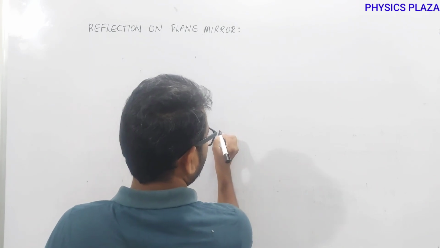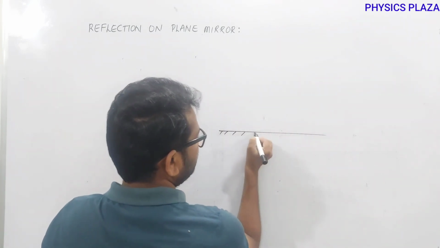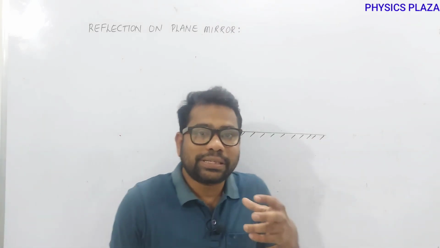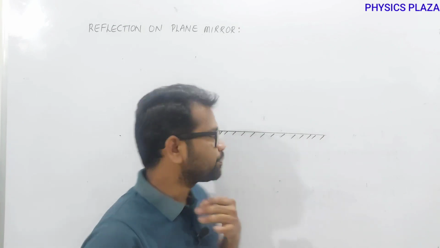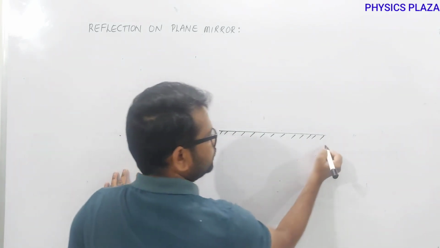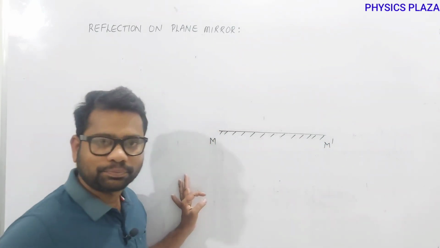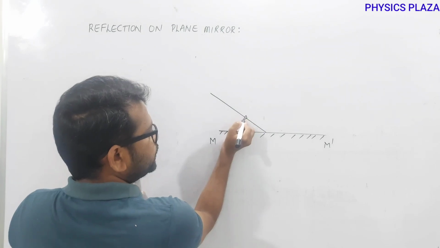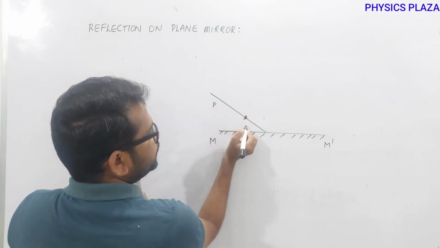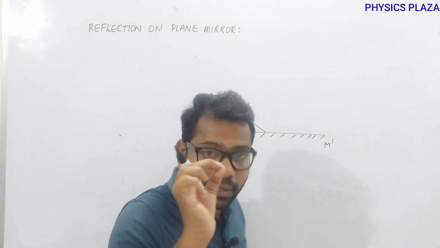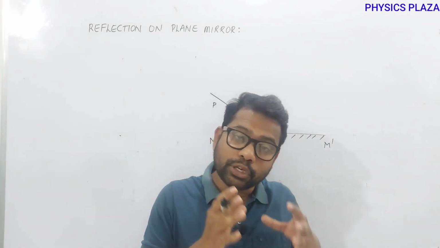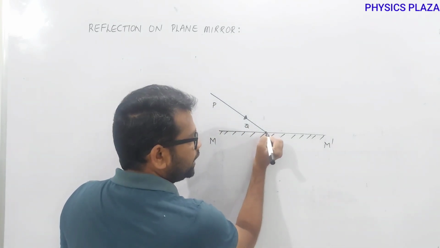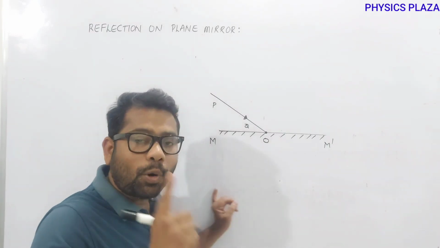Children, this is how we can represent a plane mirror. This is very important. One side is silvered, so the other side acts like a reflecting surface. Here, let M dash be a plane mirror. Now, the light ray which is coming towards the plane mirror is called the incident ray, and the point where it is incident is called the point of incidence.